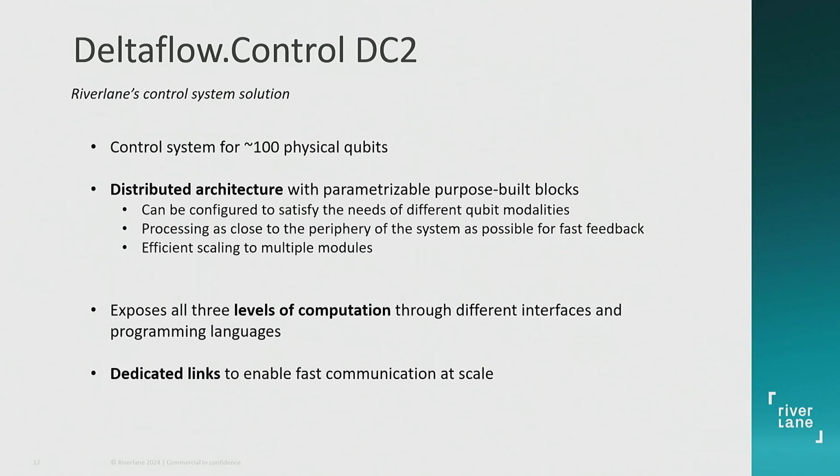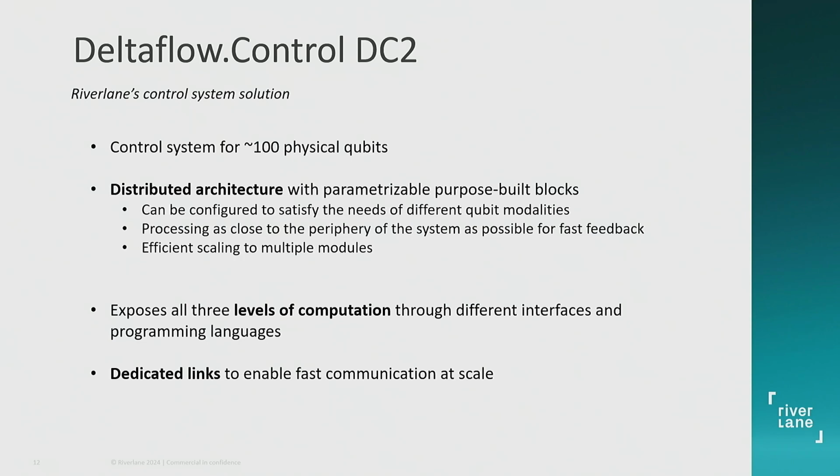With all of that in mind, we're building something that we're now calling Delta Flow Control DC2, the next generation control system, which scales up to about 100 physical qubits. And we have three sort of pillars of this control system to satisfy all of the above, which I just talked about. One of them is that the control system has an inherently distributed architecture with parametrizable, purpose-built blocks.